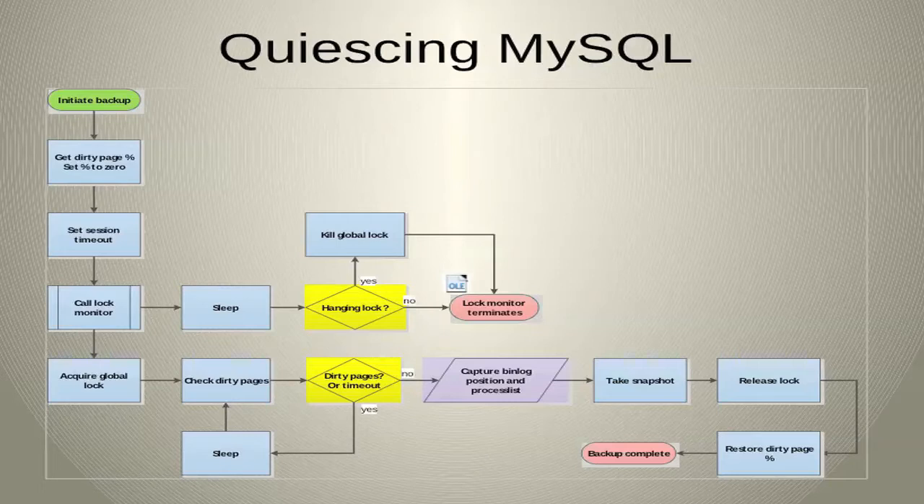If you execute a FLUSH TABLES WITH READ LOCK and you're waiting to obtain a lock, as soon as you do that, you are blocking every other process. Anybody that comes in and tries to get a lock on a table is now waiting in a queue. You may not even have a lock yet. You might be waiting for it yourself.